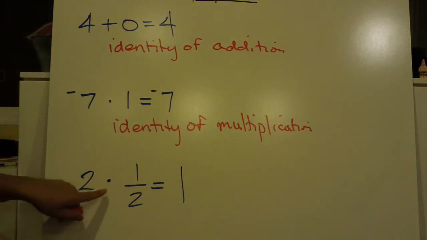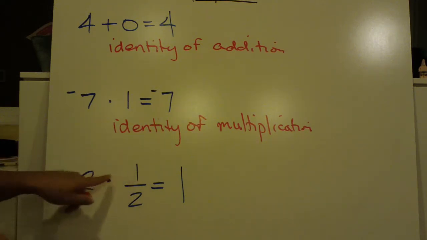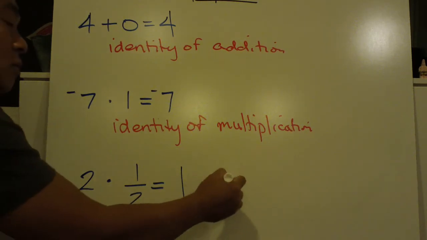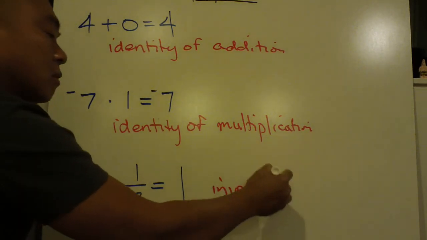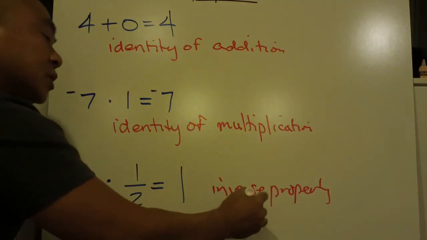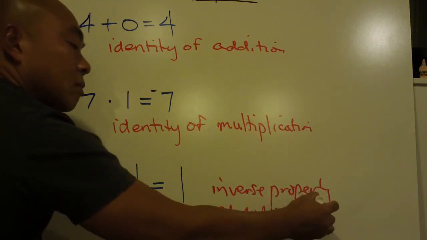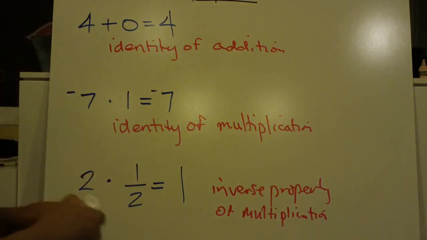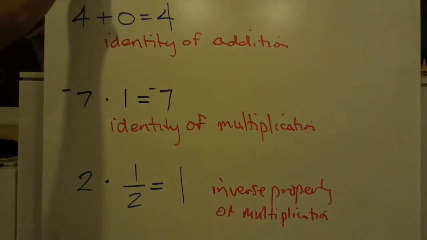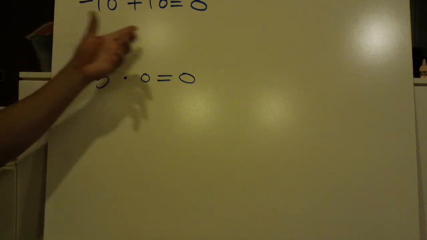Alright, here I have 2 times 1/2 is equal to 1. So this is your inverse property of multiplication. Okay? And again, really, you're just identifying your properties. Alright. You may record at any time, or stop the recording at any time. Okay, here we have, again, your inverse property again.